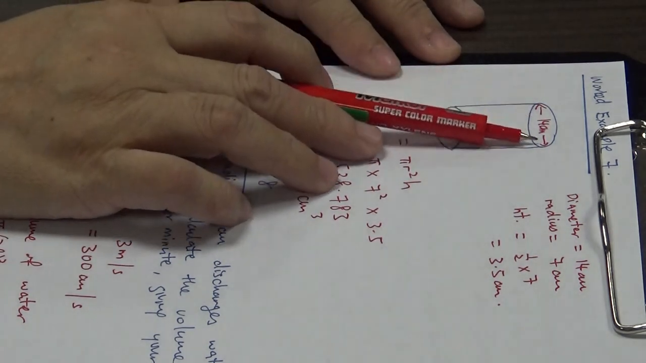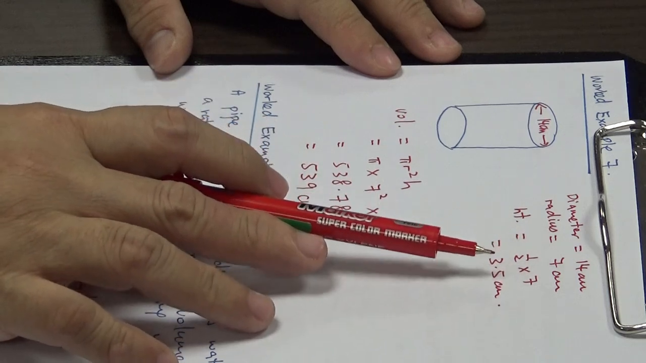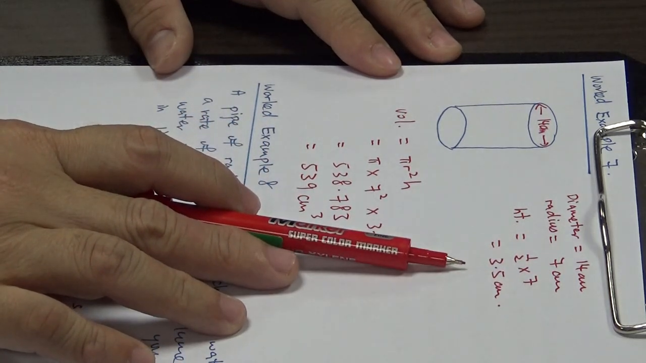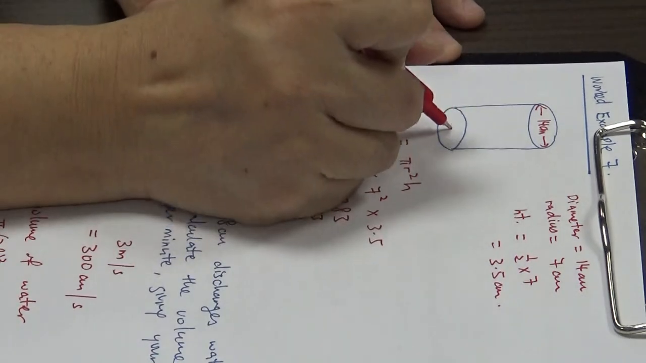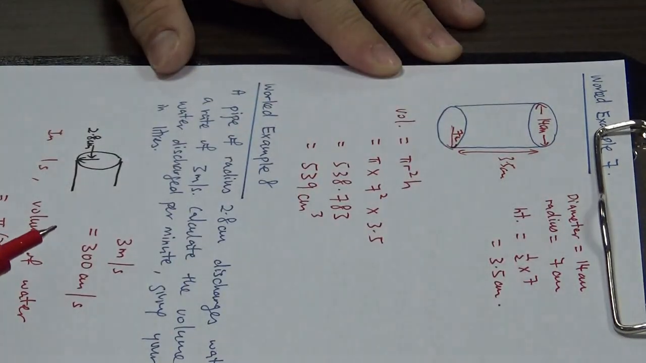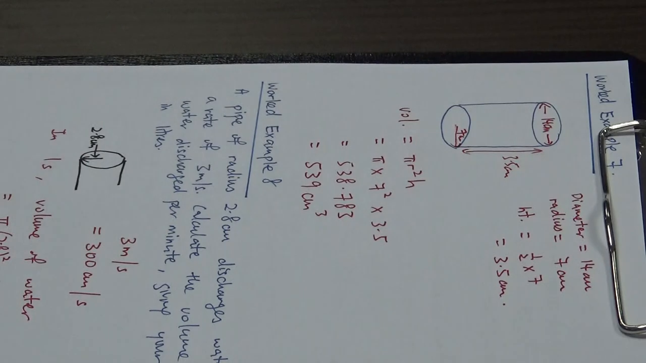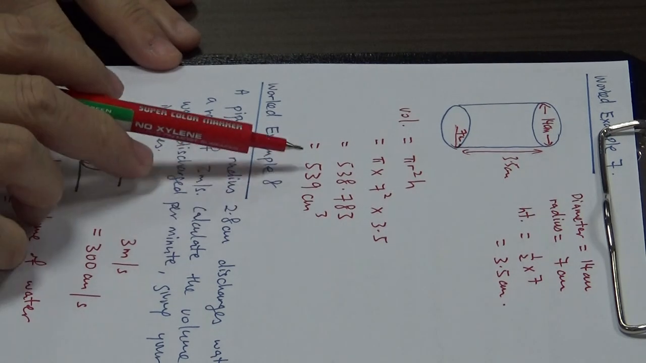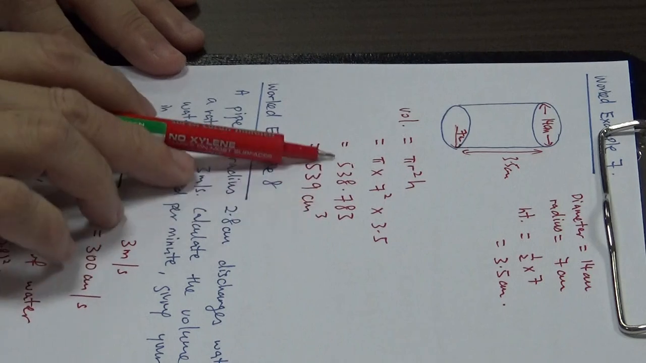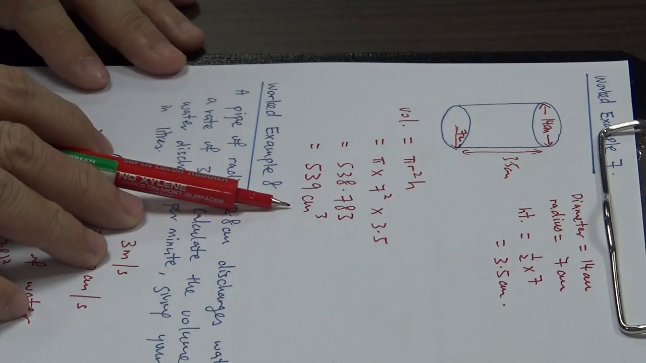Now, you must take note. This is the diameter, 14. Therefore, the radius will be 7. And since the height is half of the radius, it will be half times 7, that is 3.5 cm. Okay? That means this cylinder has got radius 7 cm and height 3.5 cm. So in order to get the volume, I have pi r square h. I substitute in the various numbers, and I will get the answer as 539 cm cubed. Okay, don't forget, working, if it's a big number, we try to give it to 3 decimal places, and then after that, we round off to 3 significant figures. Okay, that will complete your worked example 7.